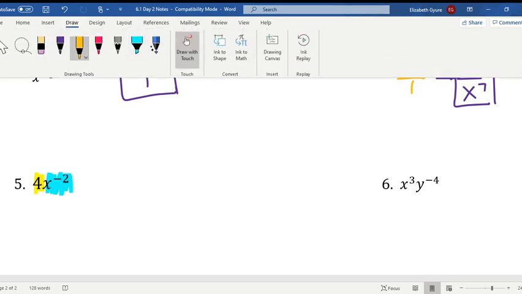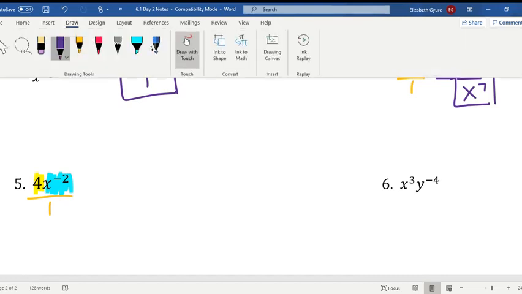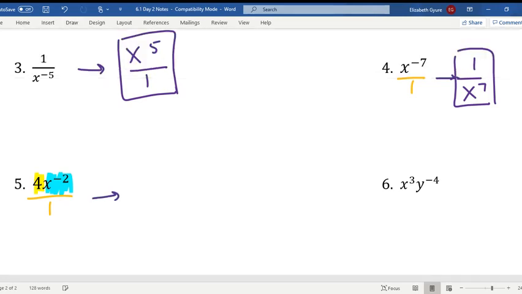So now what we're going to do is, since we have a negative exponent, we know we're going to have to move it. So let's make this a fraction first of all. And then let's go through this piece by piece. The 4, it has no exponent on it. It doesn't need to change in any way. It's just going to stay a 4 at the top of this fraction. But this x to the negative second, where does it need to go?